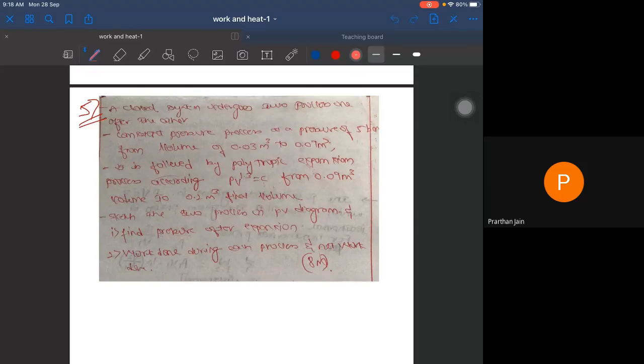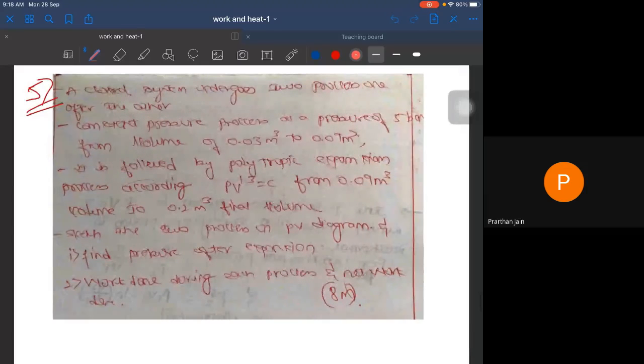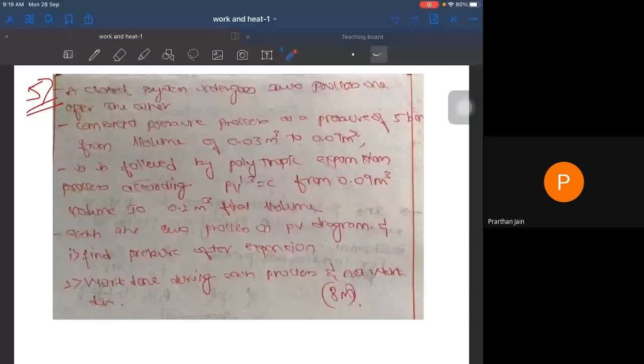Everyone taken down this problem in your notes? It says the closed system undergoes two processes, one after the other. Constant pressure process at a pressure of 5 bar from the volume 0.03 to 0.09. It is followed by a polytropic expansion according to the law PV to the power of 1.3 equals constant from 0.09 to 0.2 final volume.